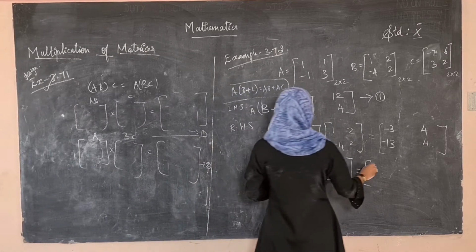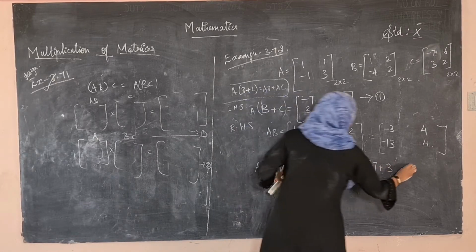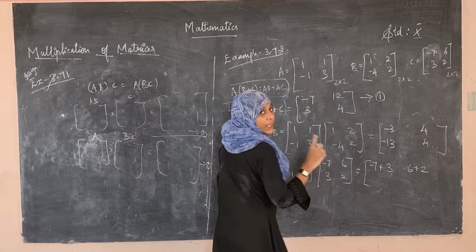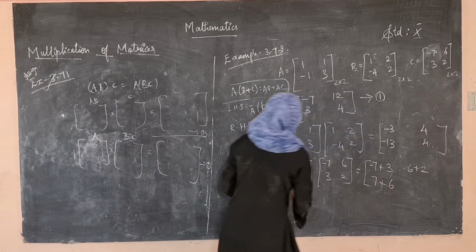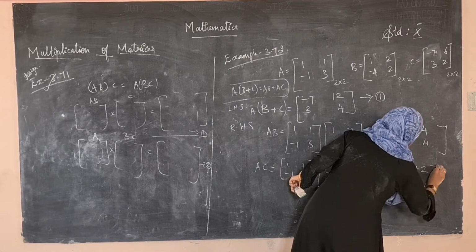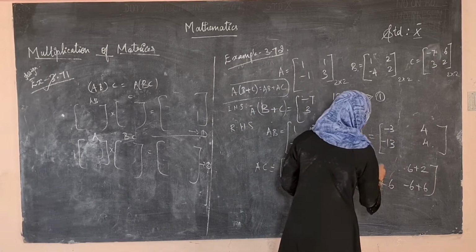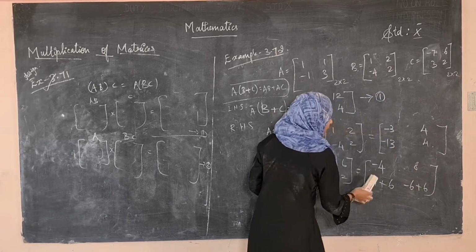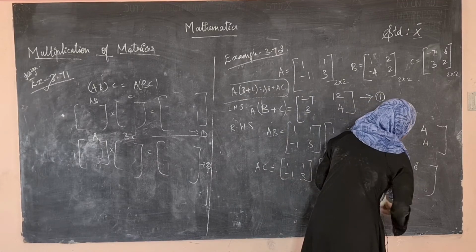So 1 into minus 7 is minus 7, 1 into 3 is 3, 1 into 6 is 6, 1 into 2 is 2. Here minus 1 into minus 7 is 7, 3 into 2 is plus 6, minus 1 into 6 is minus 6, 3 into 2 is plus 6. Okay, now minus 7 plus 3 is minus 4. 6 plus 2 is 8. 7 plus 6 is 13. Minus 6 and plus 6 is 0.